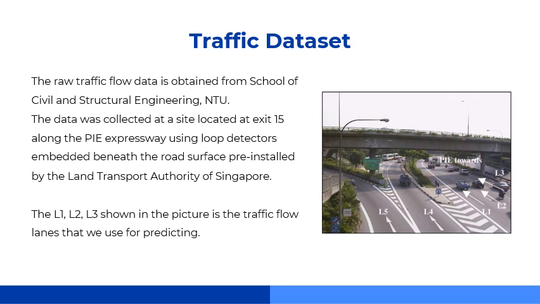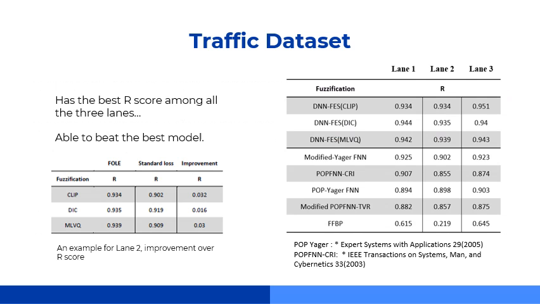It is a real dataset that contains the traffic volume that has been captured along the PIE road as shown in the image. The lane 1, 2 and 3 shown in the image are the main point of focus along which the traffic volume will be predicted. The table on the right shows that the DNN-FES model performs better than any of the current models.